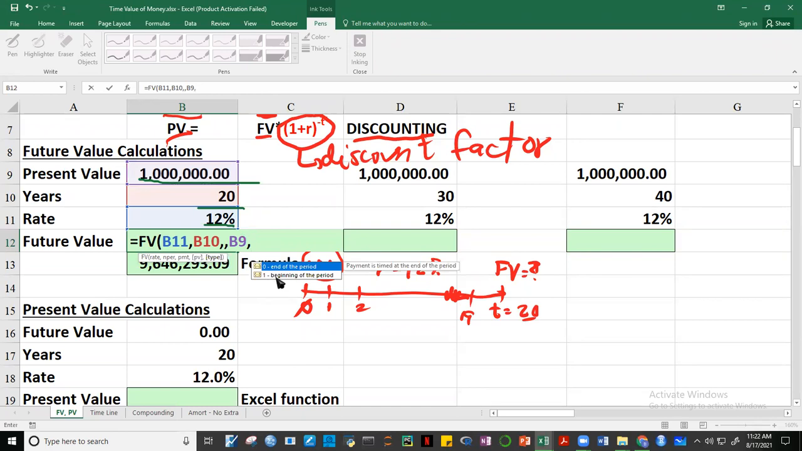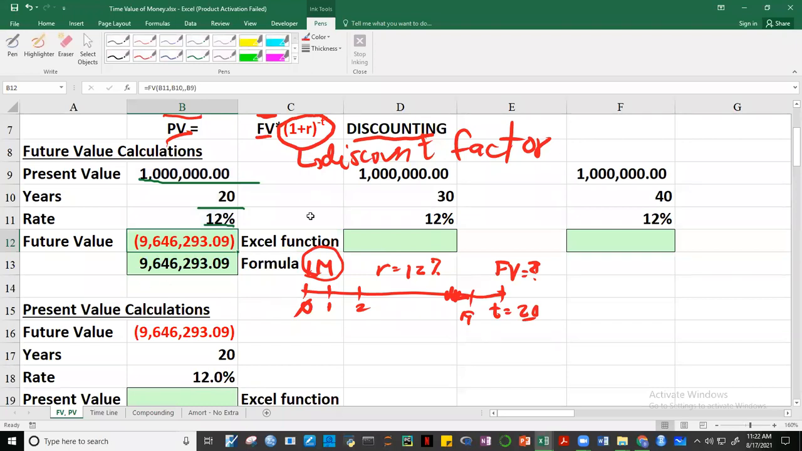And then for the last one, may type tayo. Now type is either end of the period or beginning of the period. Now this only refers to an annuity. So since hindi naman tayo annuity, we can just ignore that. Does not concern us because this is not an annuity. Okay, control enter. All right. So now we have the same answer, 9646293. However, nanonotice you guys na si Excel, based on the FV function, it gives us a negative answer. Now, why is that so?